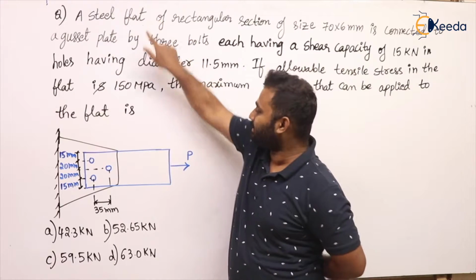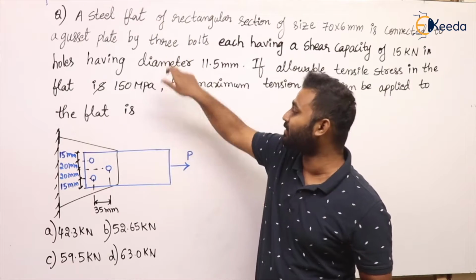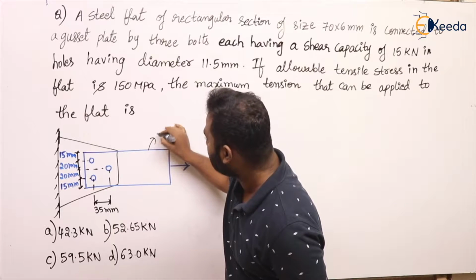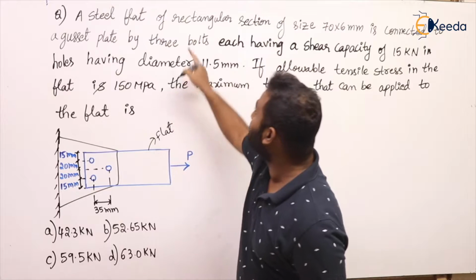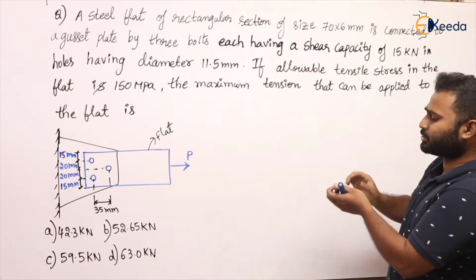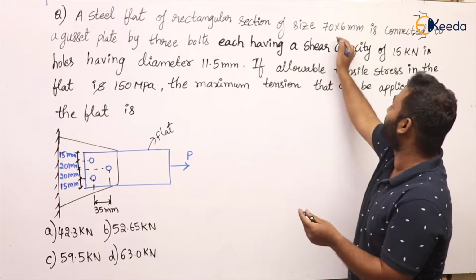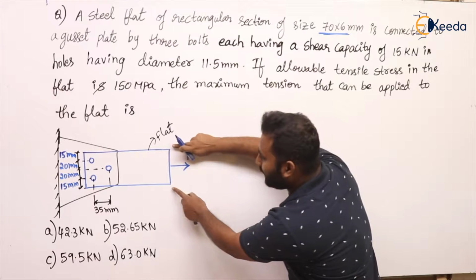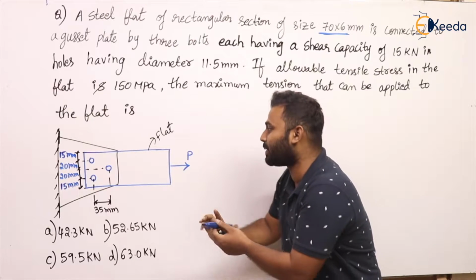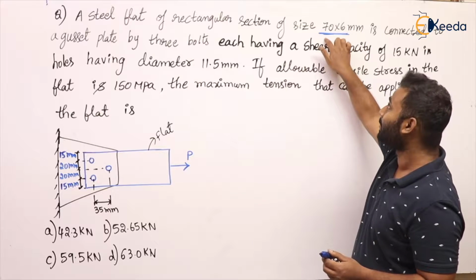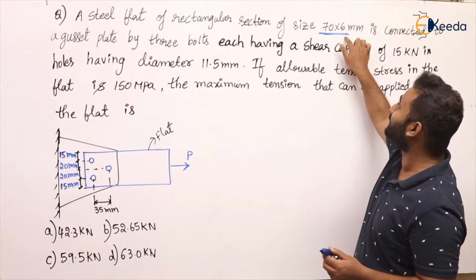A steel flat. Basically, this is a flat. So a steel flat of rectangular section of size 70 into 6 mm. It means the width is 70 and the thickness of this flat, perpendicular to the board, is 6. So 70 mm width and a 6 mm thickness.